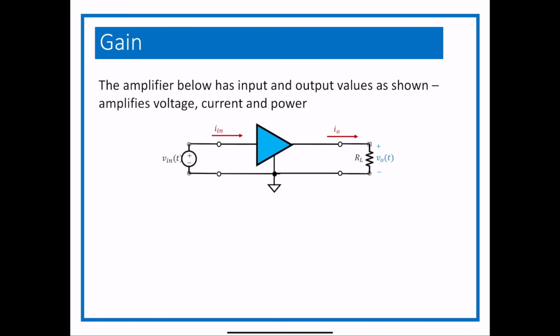The gain of the amplifier, if we look at the symbol here, there are input and output values as shown. We have Vn and some kind of input current going into this amplifier, and we have a current coming out and a voltage out. So the voltage gain is just going to be the output voltage divided by the input voltage. Since it's volts divided by volts, you can have units of volts per volt or you can have no units.